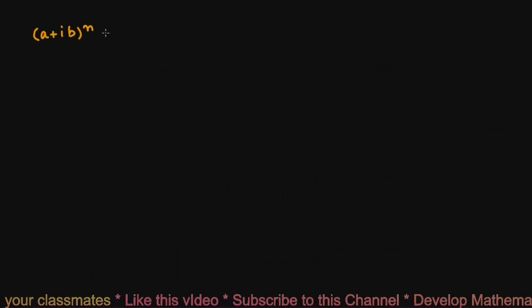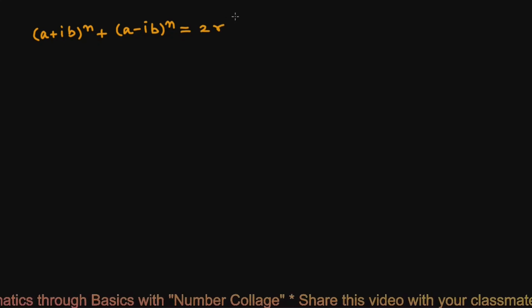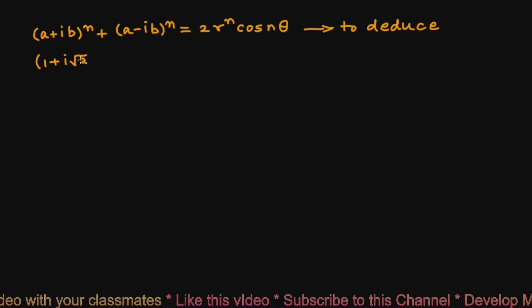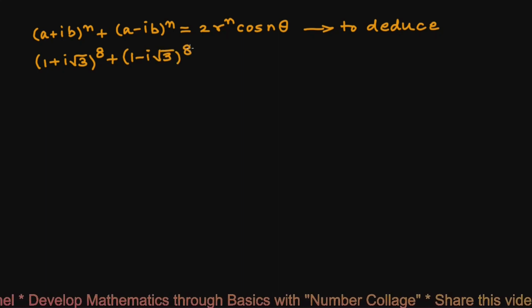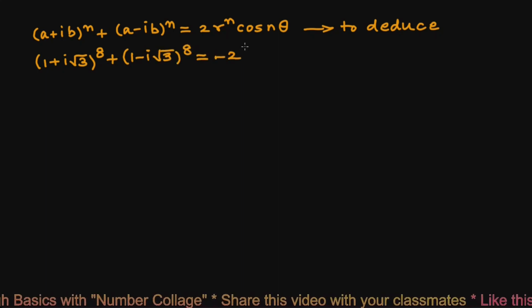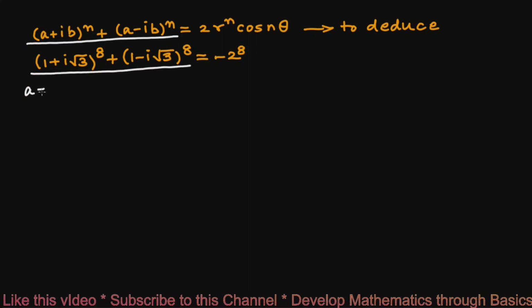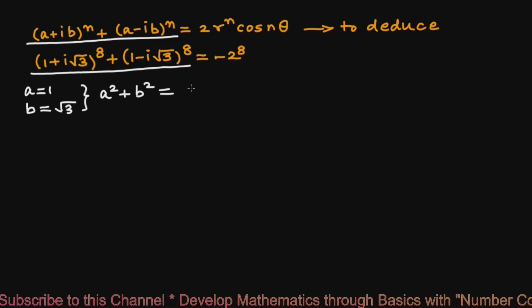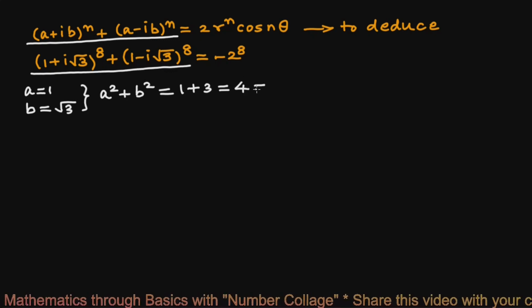We will use this result, (a plus ib) raised to n plus (a minus ib) raised to n equals 2 r raised to n cos n theta, to deduce that (1 plus i root 3) raised to 8 plus (1 minus i root 3) raised to 8 equals minus 2 raised to 8. If we compare this LHS with this LHS, we find a equals 1, b equals root 3. So a square plus b square will be 1 square plus root 3 square, that is 1 plus 3, which is 4, but this is r square.